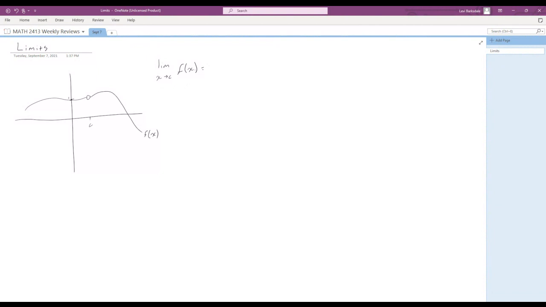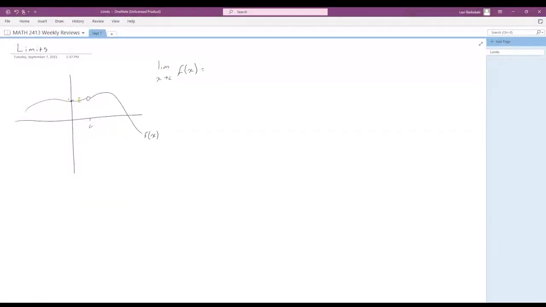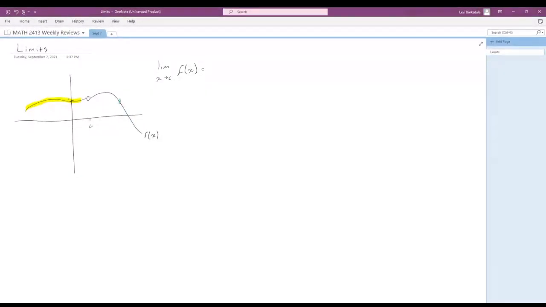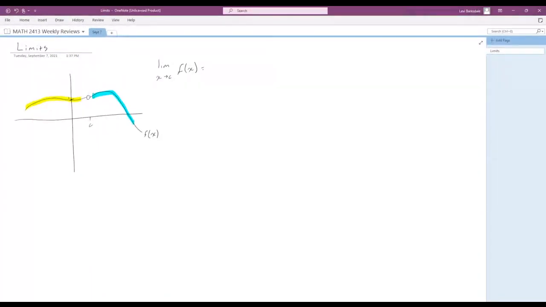You can almost imagine it like two people running from opposite ends of your function. One person runs from this end, another person runs from this end, and you think, where do they meet? They will, of course, meet up right at this spot right here. Technically, they can't ever step on that spot if they're running, but they could reach across and give each other a high five. Basically, they're close enough to touch each other.